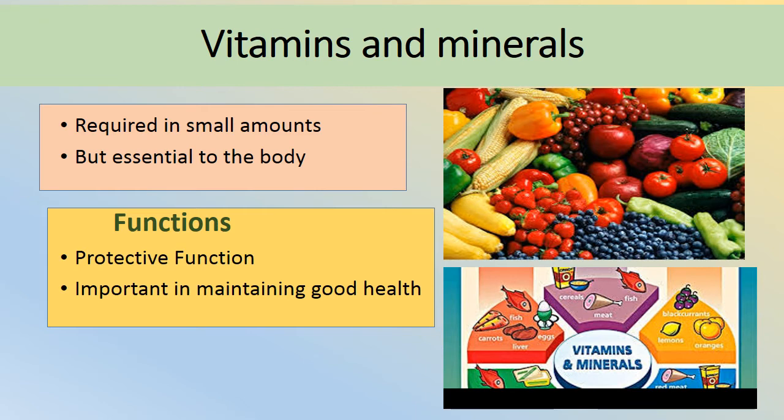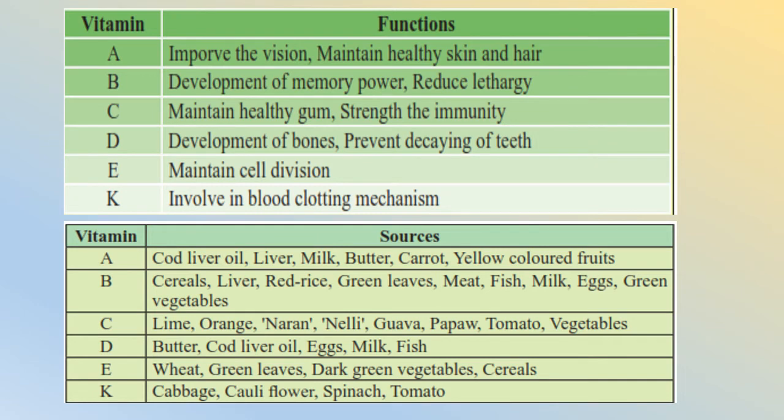They are very important to maintain the protective function. That means it will help you to prevent getting diseases. It will help you to improve your immunity so that you won't get diseases easily, and it will help you to improve as well as maintain your good health. So children, let us learn some vitamins, their functions, and the foods that are rich in these vitamins.